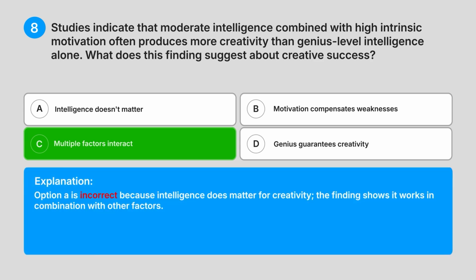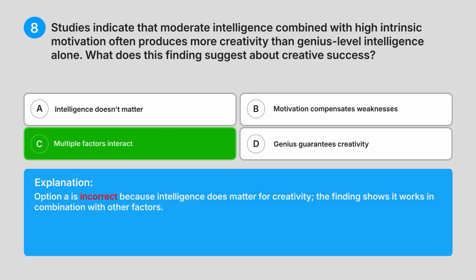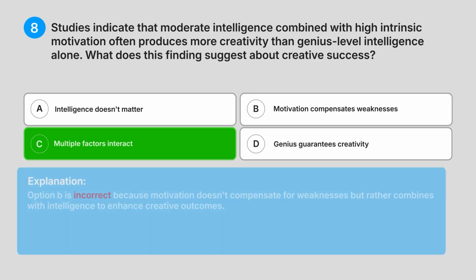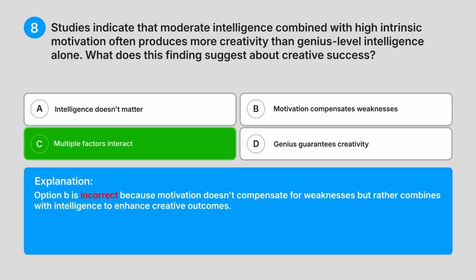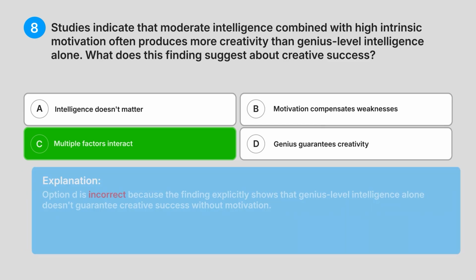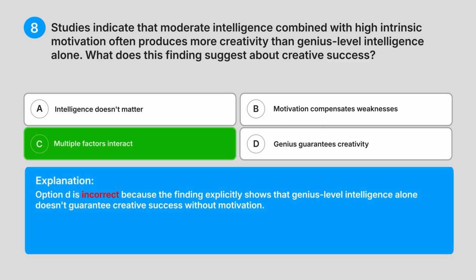Option A is incorrect because intelligence does matter for creativity. The finding shows it works in combination with other factors. Option B is incorrect because motivation doesn't compensate for weaknesses, but rather combines with intelligence to enhance creative outcomes. Option D is incorrect because the finding explicitly shows that genius-level intelligence alone doesn't guarantee creative success without motivation.